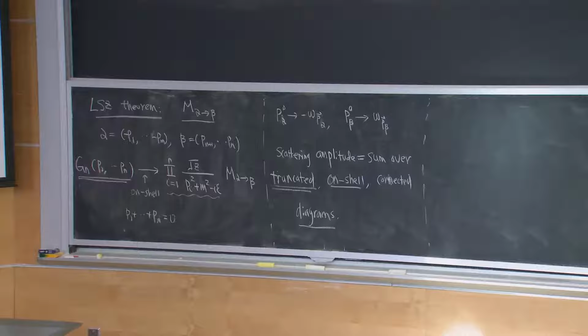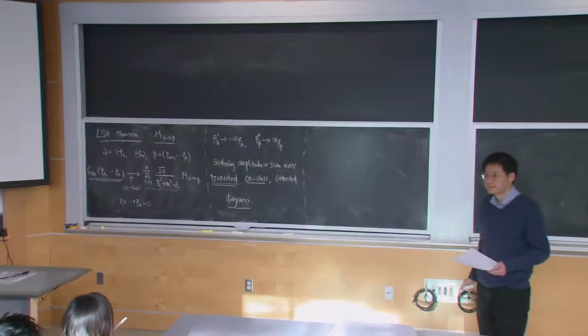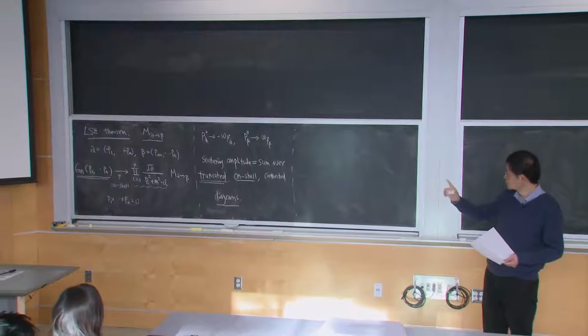Yes? Can you explain again why this diagram where you have one branch and then there's a loop? Oh yeah, I will explain that. But before that, do you have other questions?